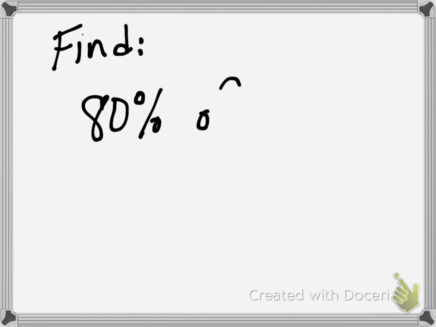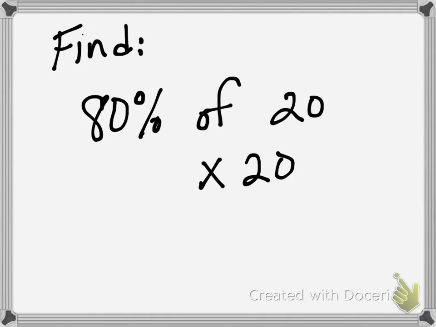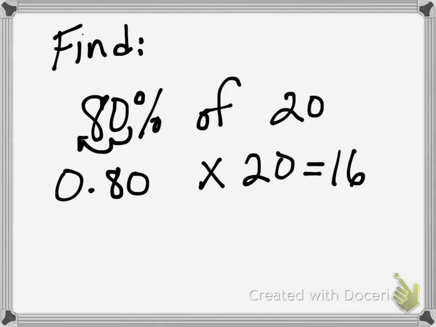Let's see, find 80% of 20. Again, that "of" is like multiplication. Move my decimal point 2 spots to the left, and I would have 80 hundredths. 80 hundredths times 20 is 16. So 16 is 80% of 20.